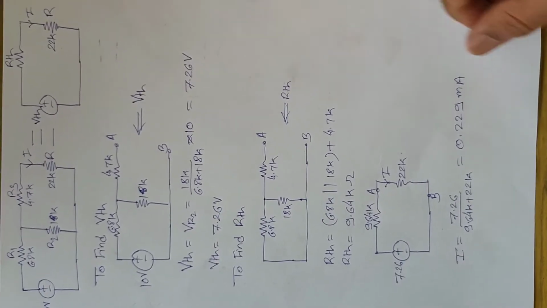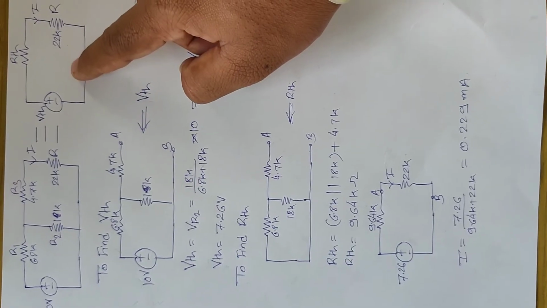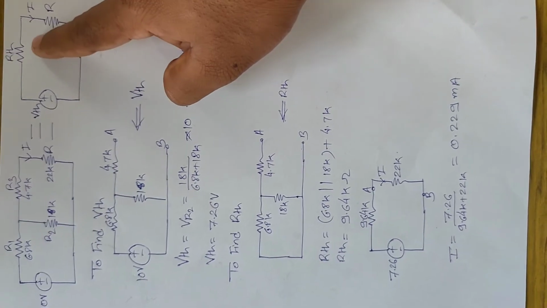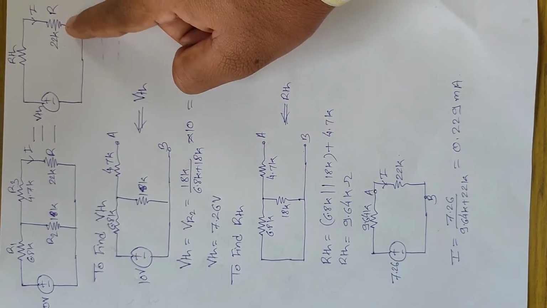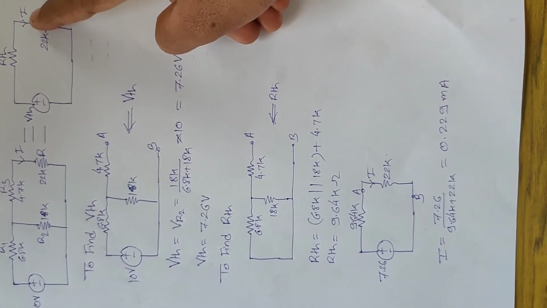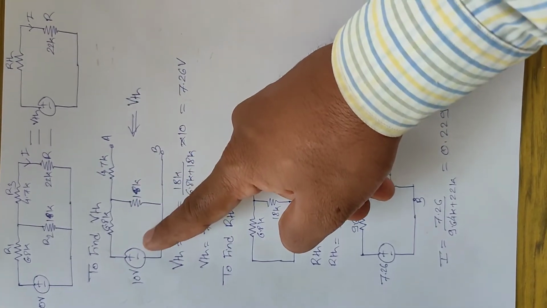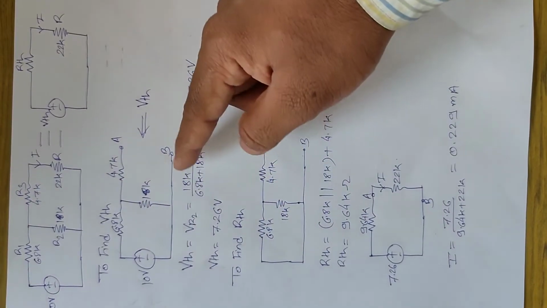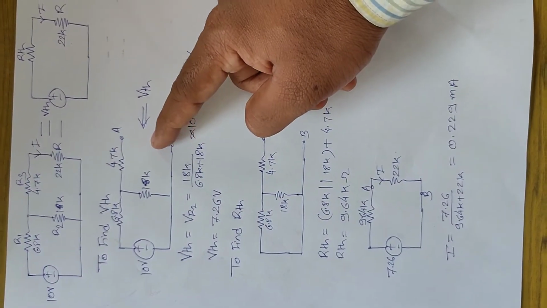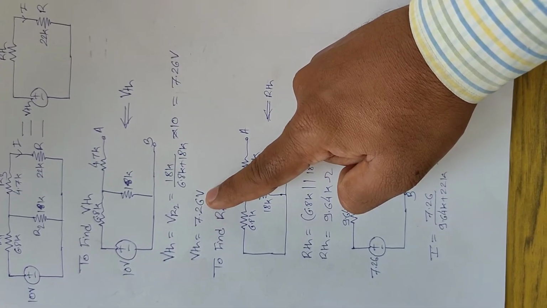If we find out the Thevenin's equivalent of this circuit, it will look like this. So VTH is in series with RTH and that is in series with R. So we have to find out this current I. Now what we have to do? We have to first find out the VTH. So for finding out VTH, we need this circuit. Okay, so we got VTH as 7.26 volt.